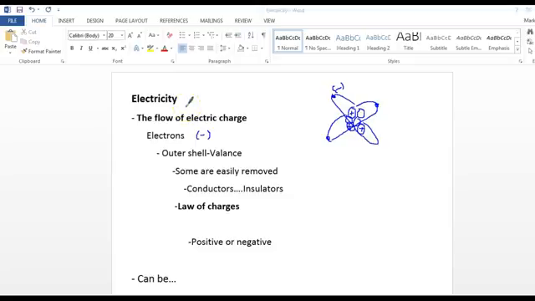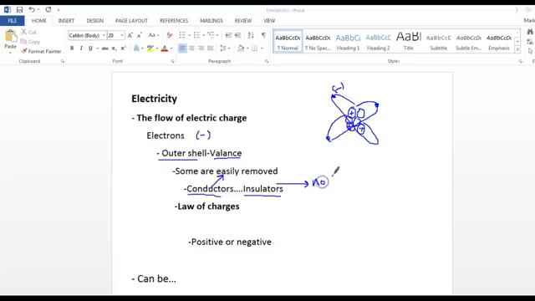The electrons we're really worried about are those in the outer shell, or the valence electrons, because they're the furthest away from the nucleus. They have the least of the intermolecular charge affecting them, so they're a little bit easier to remove than others. And really it depends on the substance as well. You can see down here a couple terms you've probably heard before: conductors and insulators. Conductors are easily removed, and insulators, not so easy.